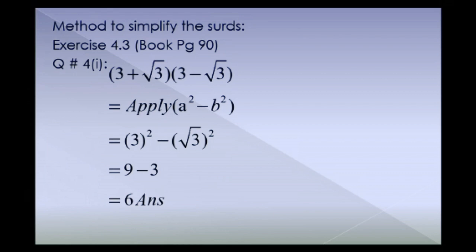What is the third identity? That is a square minus b square. So 3 whole square minus under root 3 whole square, as a is 3 and b is under root 3. So we will take the square, and square and under root will be cancelled. 3 3s are 9 and minus 3 will be left. So 9 minus 3 will give you 6. You can solve such type of expression by applying the third identity.